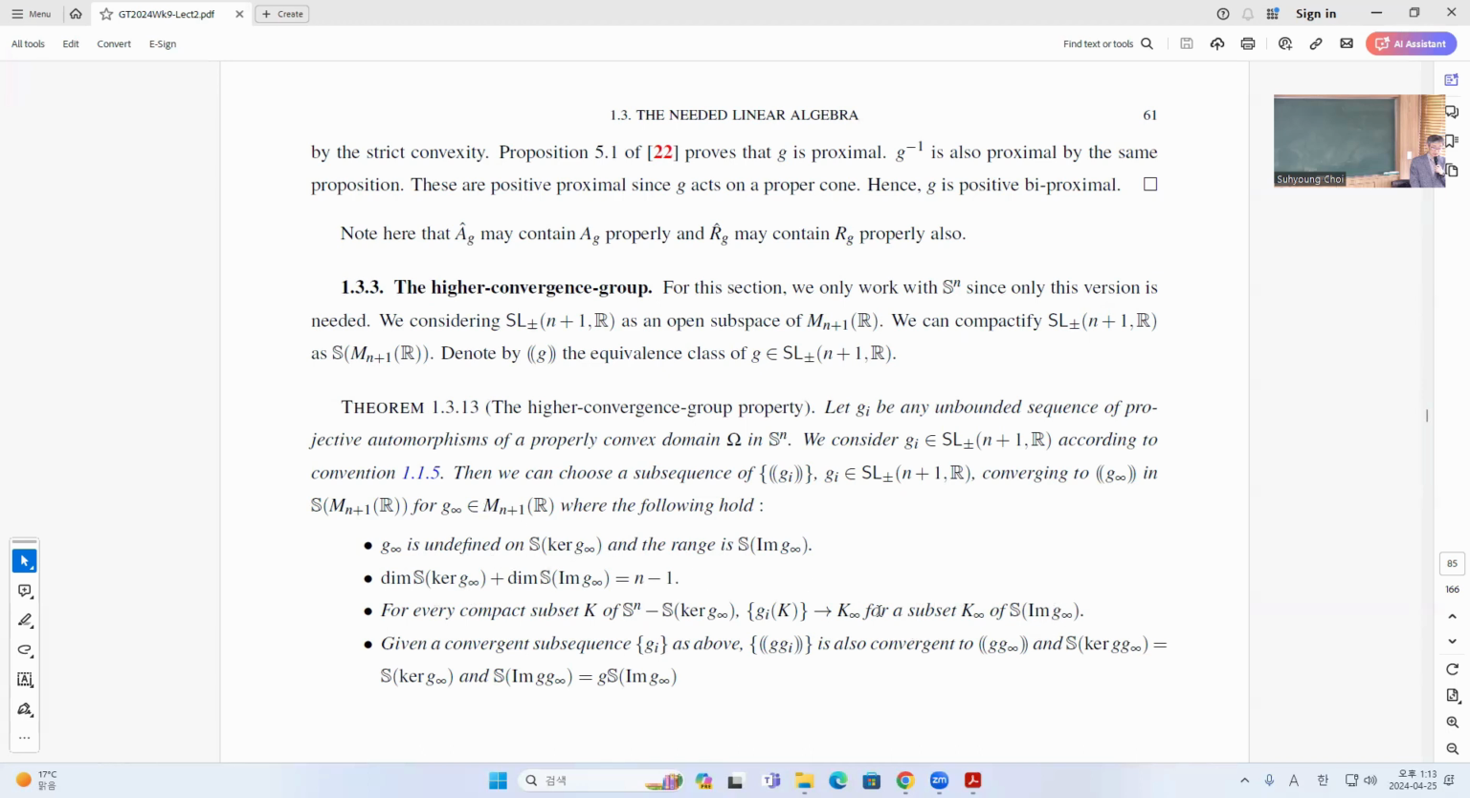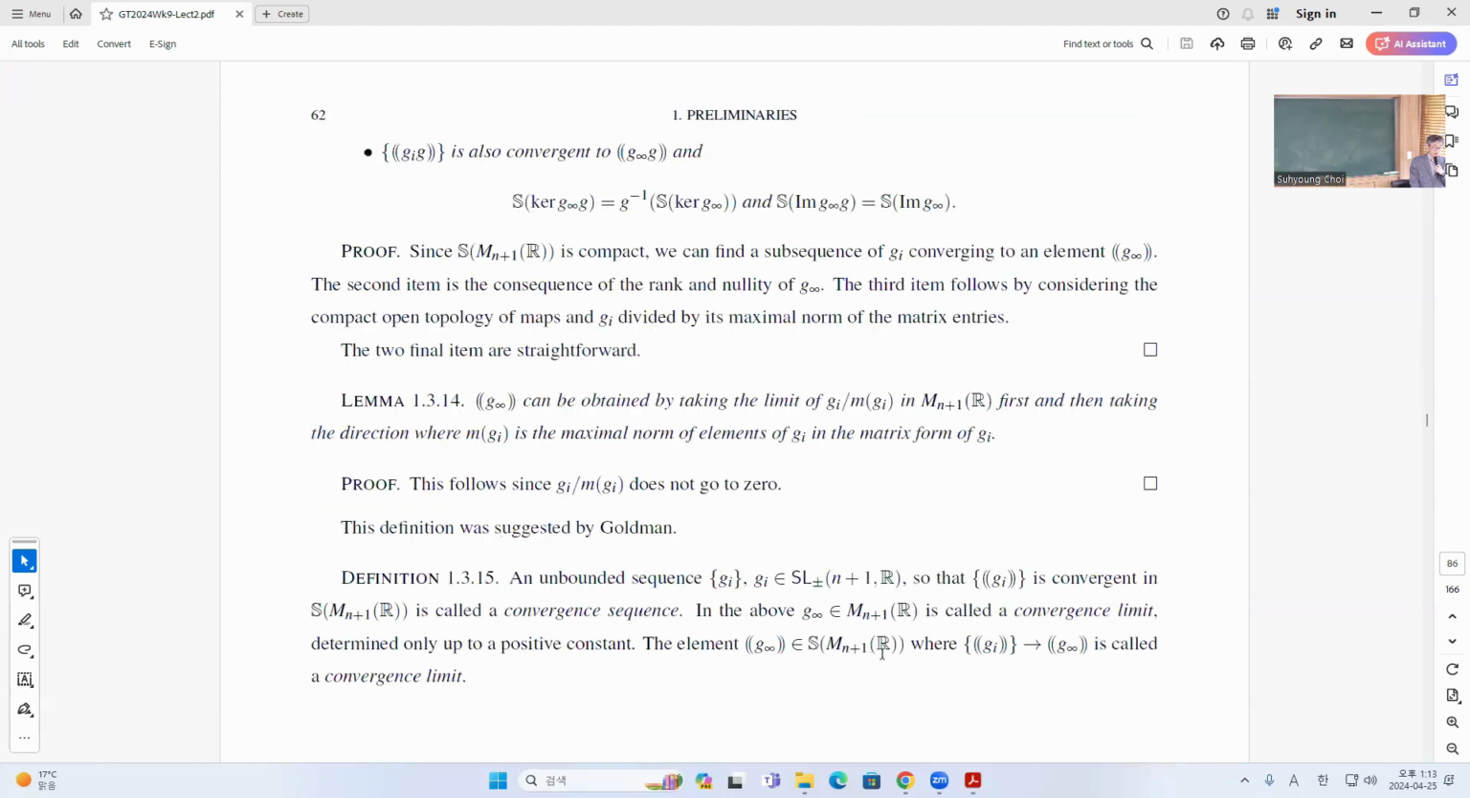So given a convergent sequence, you can also multiply by G, and this is pretty easy to see, the kernel and also the image like that. If you multiply on the left, then it also converges to this. And of course, for the kernel, you need to put the G inverse here to get to the kernel, and then the image is the same. Because this is just the theory of matrices, you just need to write it out.